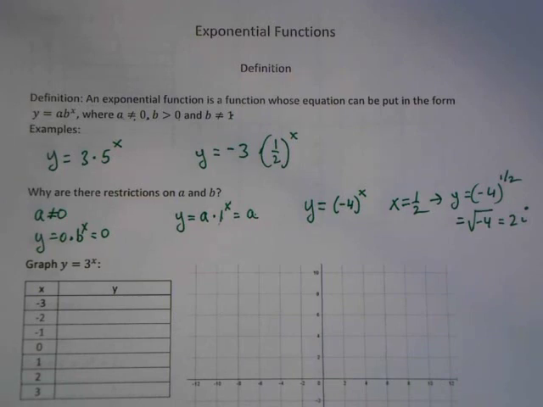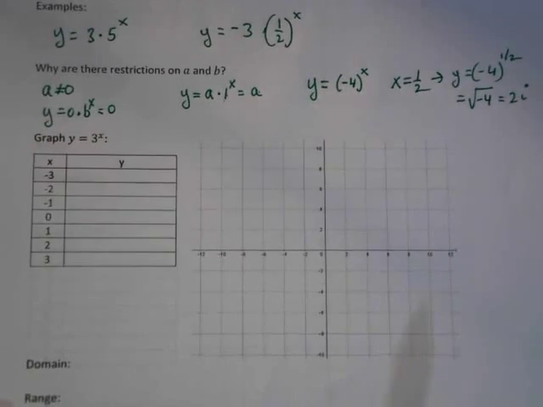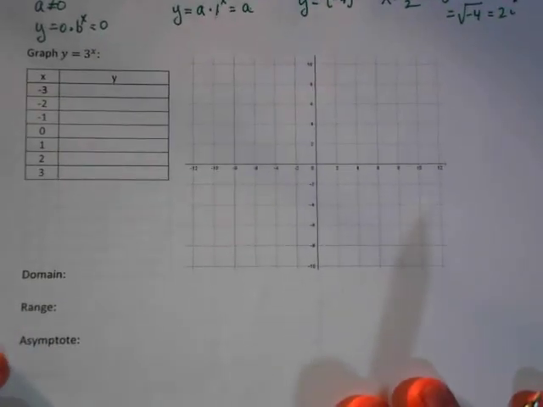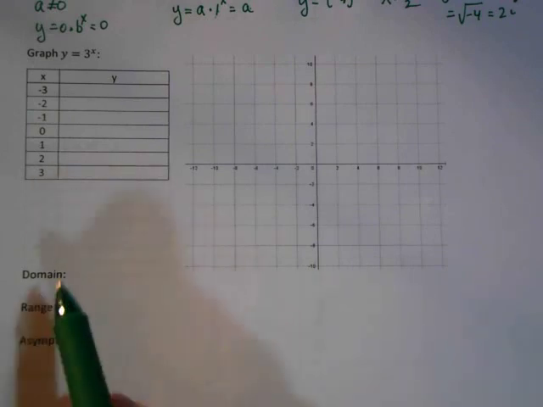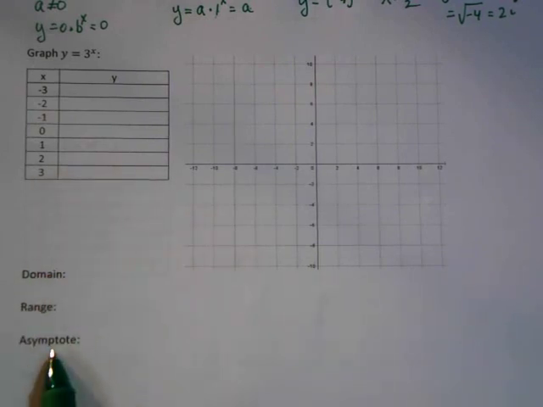Alright, so most of this section we're going to deal with graphing exponential functions. So we want to graph y equals 3 to the x, and after that we want to find the domain, the range, and this is something new to us, something called an asymptote. And we'll talk about these after we graph.